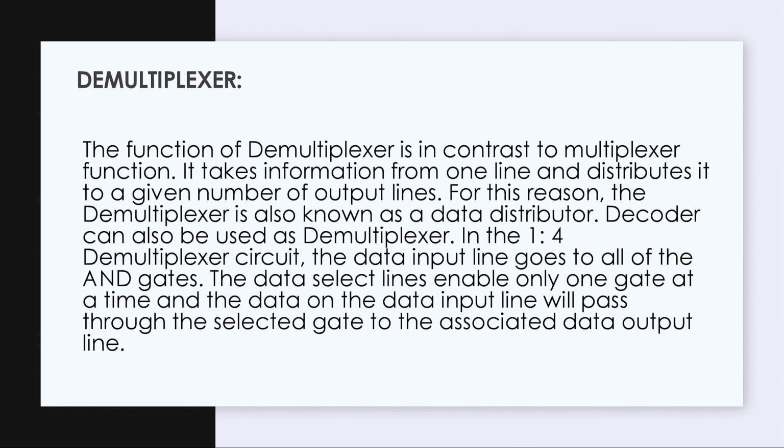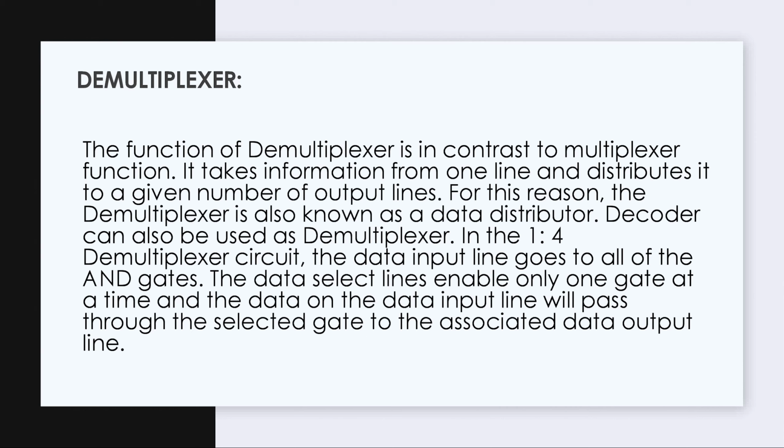demultiplexer. The function of a demultiplexer is in contrast to the multiplexer function. It takes information from one line and distributes it to a given number of output lines. For this reason, the demultiplexer is also known as a data distributor. A decoder can also be used as a demultiplexer.